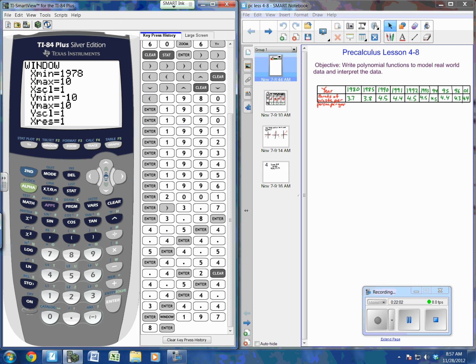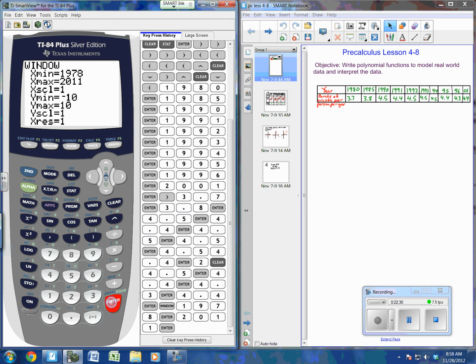For my X max, let me check the problem and make sure how far we're going to do it. We can predict what we want. We're going to predict into the future. Let's say 2011. I'm going to hit enter. From 1978 to 2011, I'm going to have the years go up every 2. So my X scale is going to be 2. Every 2 years it will show a mark.